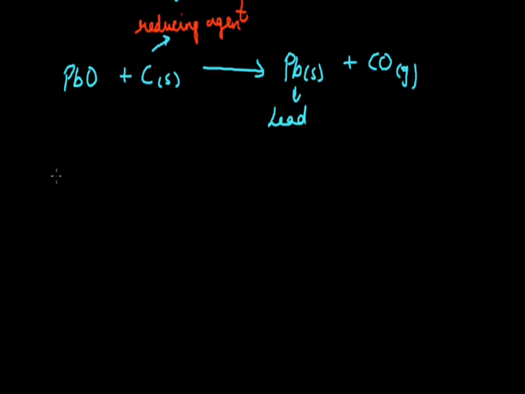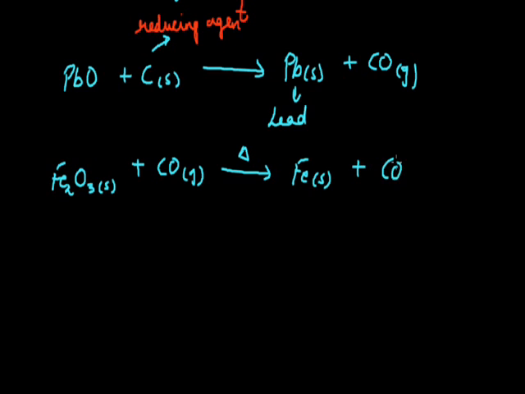Now I told that reduction can be by carbon monoxide also. For example, ferric oxide will react with carbon monoxide and it will form iron and liberate carbon dioxide gas. Here we see carbon monoxide is acting as a reducing agent, and the process involved here is reduction.